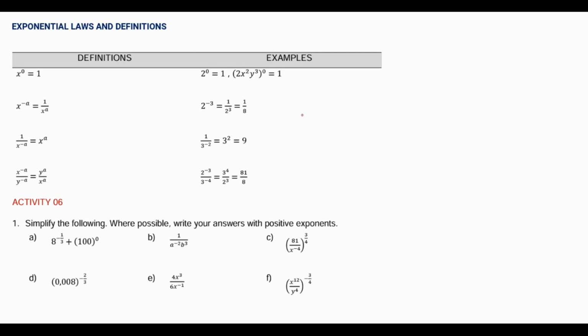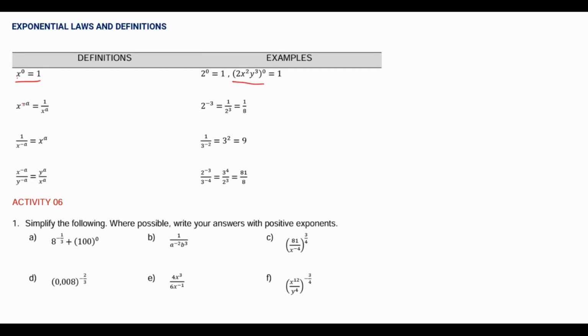Alright, in this lesson, we'll discuss the exponential definitions and we will use them in conjunction with exponential laws. The first one that I want us to look at is a base raised to the power of 0. Any base raised to the power of 0 is 1. Please take note of that. Like these are examples here. Any base raised to the power of 0 is 1.